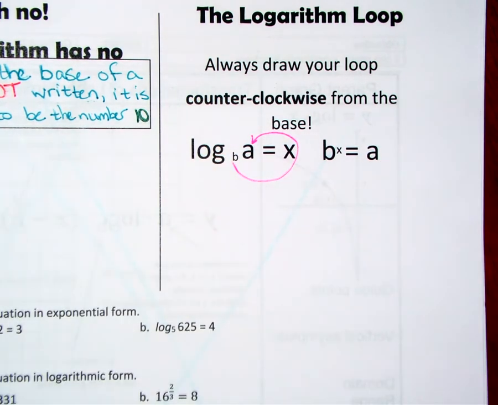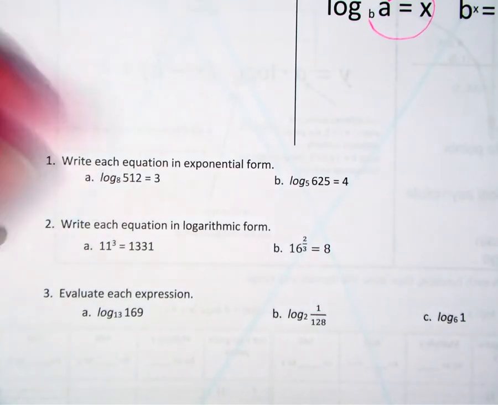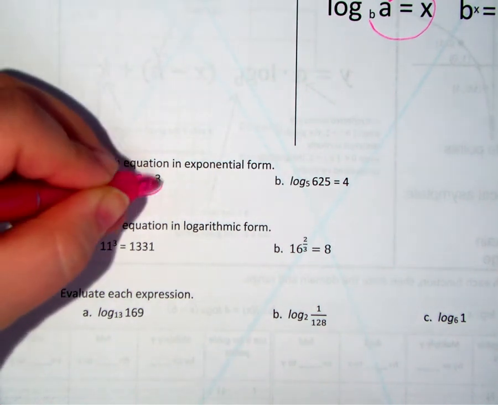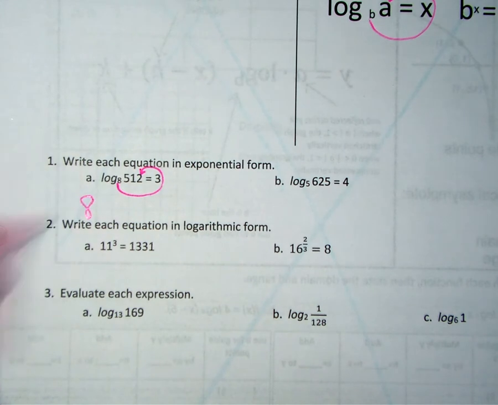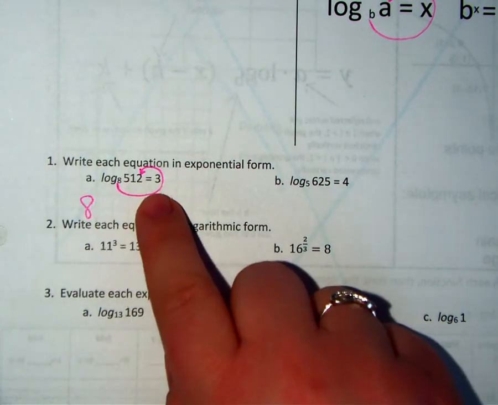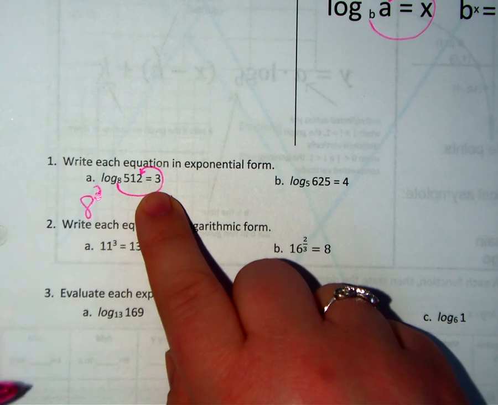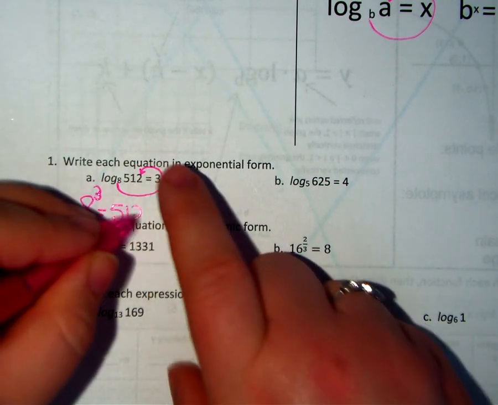So let's try out a couple of examples here. Write each number in exponential form. So let's try this out. Here's our base, and I'm going to draw my loop around the equal sign and end it at the number next to it. So 8 was my base. Next number, exponent, and it equals the number that it ended at, 512.